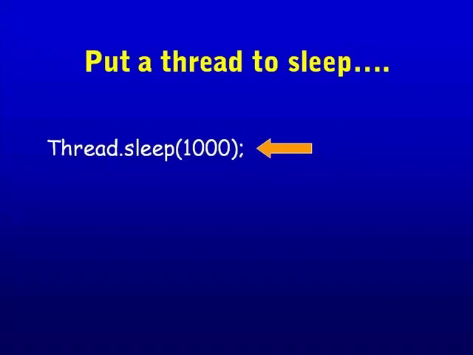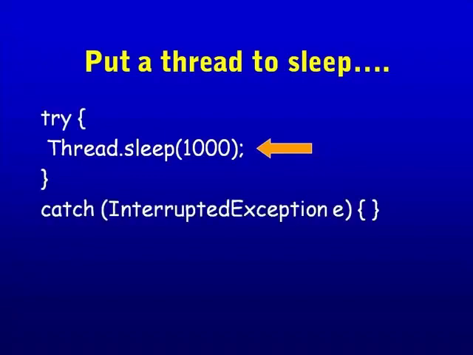Now, it turns out that Thread.sleep involves a little more than just having your thread go to sleep, because Thread.sleep is a method that can potentially throw an exception. So we have to deal with exception handling when using Thread.sleep. And here we see the full story. Thread.sleep must be put in a try block with a catch of InterruptedException.